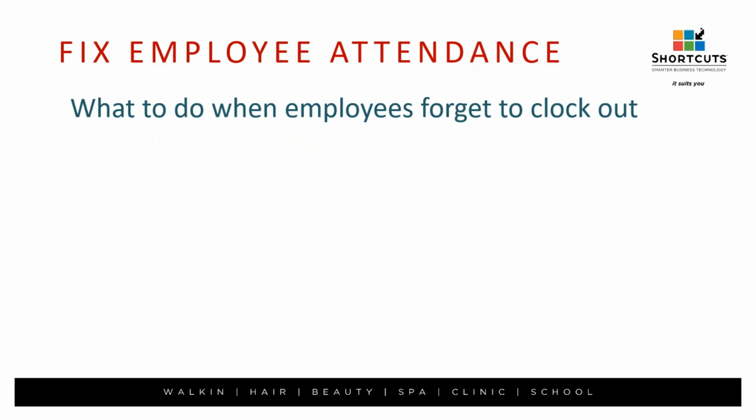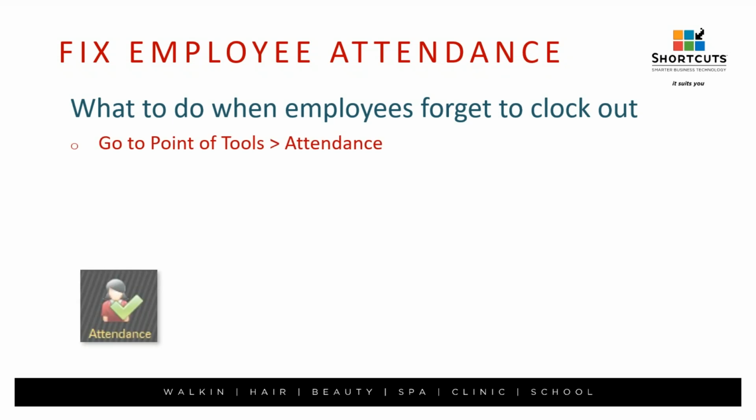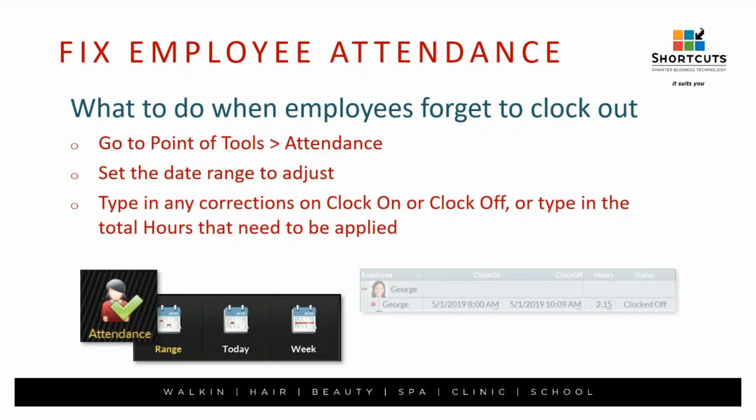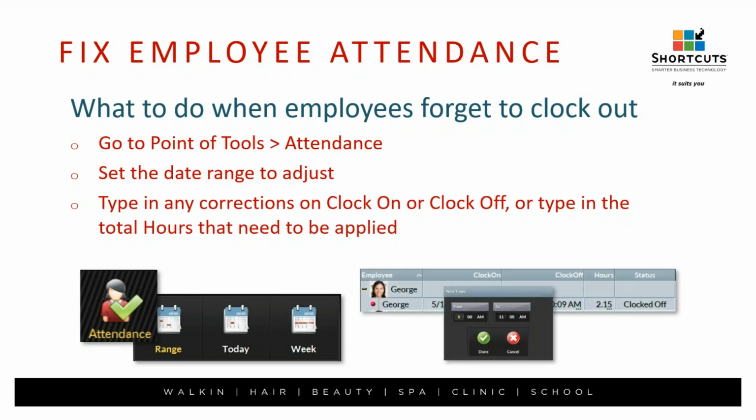So, fixing employee attendance. Everything that I'm previewing here on the slideshow, I'm actually going to show you in a live demonstration. How does it work? If an employee forgot to clock in or forgot to clock out, there is a tool. It's under the tools button on the right side. You're going to go to attendance. You can set what range you want to look at. Are you looking at last week? Are you looking at the week before? And then you can look at individual days and adjust the clock in time, clock out time, or just manually type in the total number of hours.